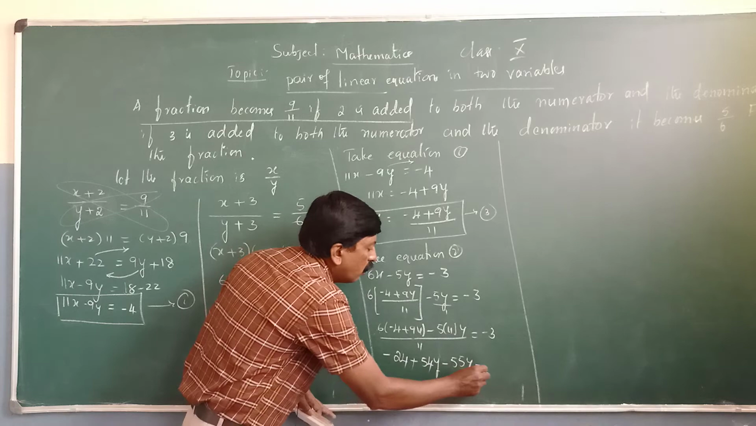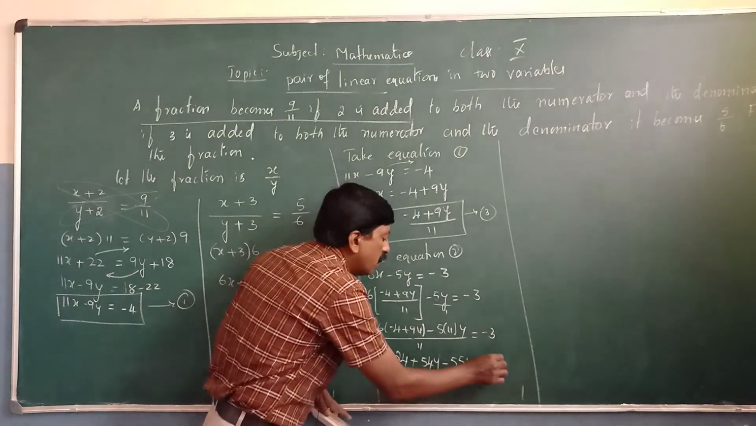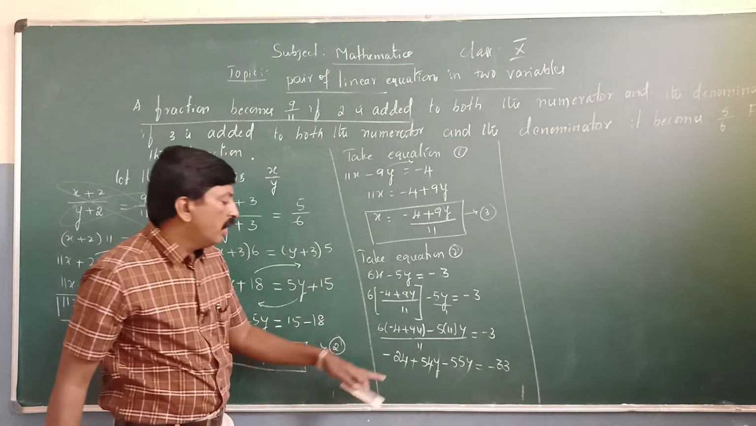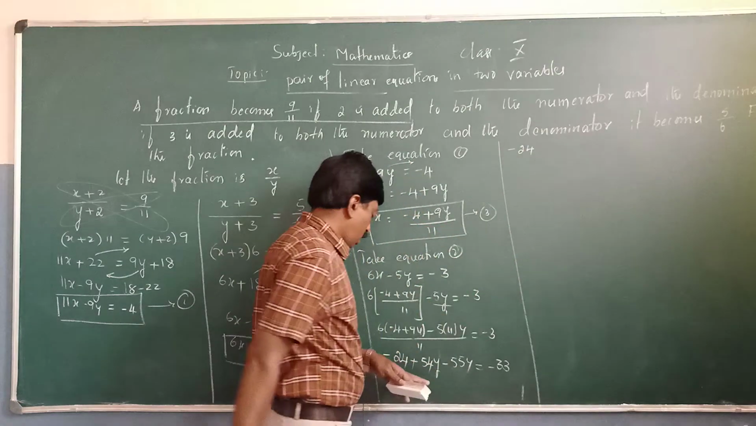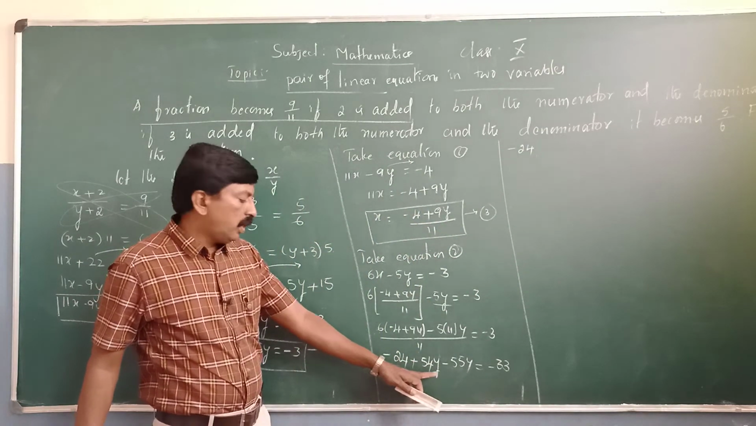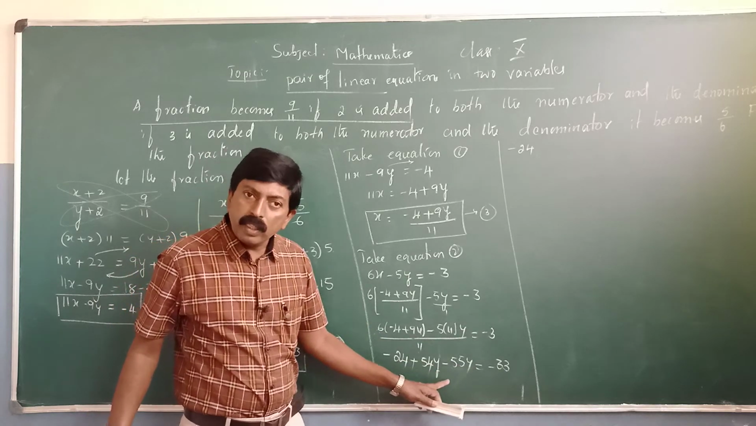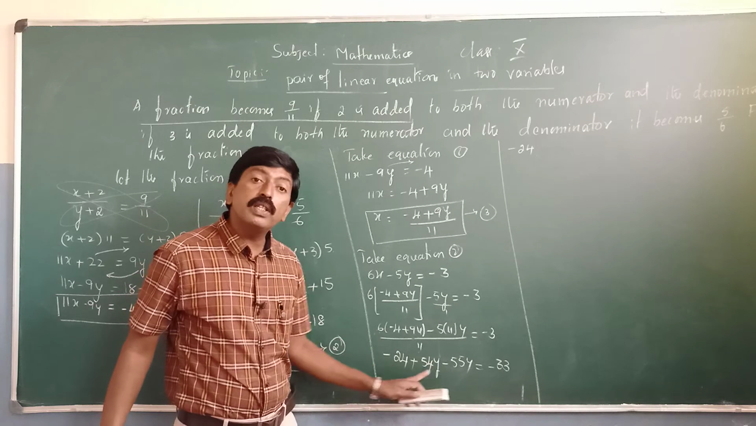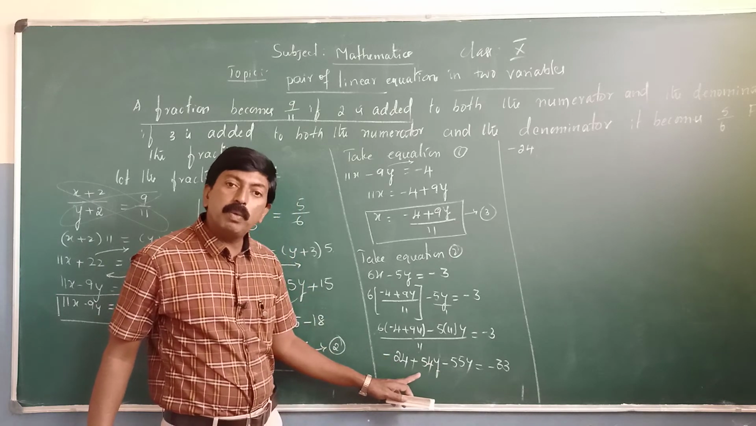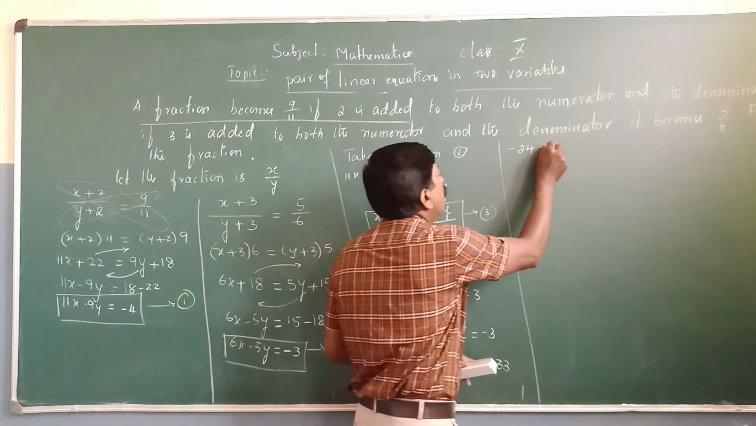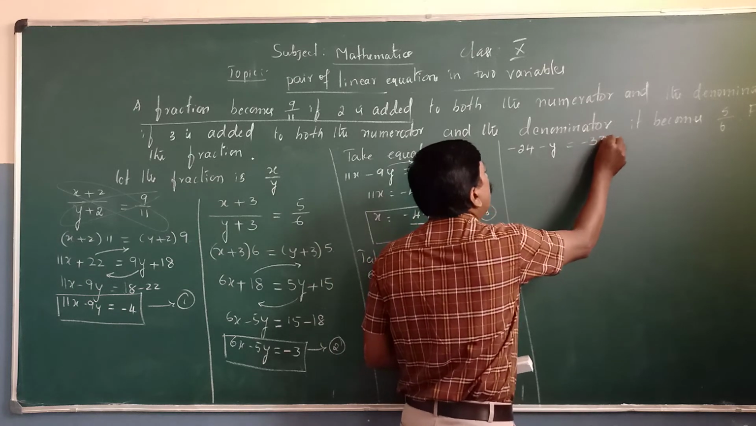So it is equal to, cross multiply. Minus into plus, minus. 3 11s are 33. Again minus 24, right, as it is, plus 54y minus 55y. One is plus, another one is minus. You can find the difference of these two. So therefore minus 55 plus 54 is minus y, which is equal to minus 33.